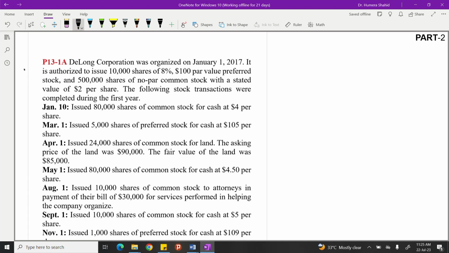This is problem number 13-1. DeLong Corporation was organized on January 1st, 2017. It is authorized to issue 10,000 shares of 8% $100 par value preferred stock, and 5,000 shares of no par common stock with a stated value of $2 per share. So this is authorized capital for preferred and common. The following transactions occurred during the year.